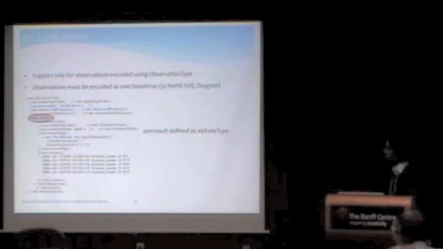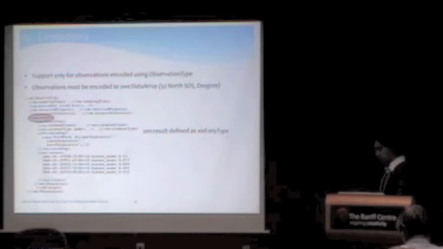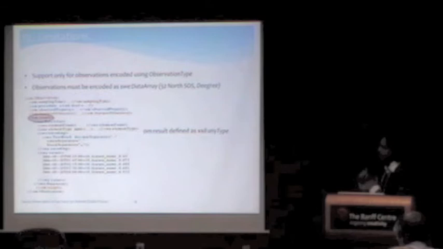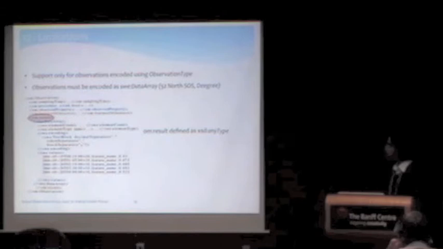Usually, observations are encoded using the observation type in the result tag, where you build a block of observations. If you don't use this observation type and you use one of the derived types defined in O&M, you can put in this result tag only one value per observation, and then in the end you get very, very big files that take a lot of time to process, to transmit, etc.